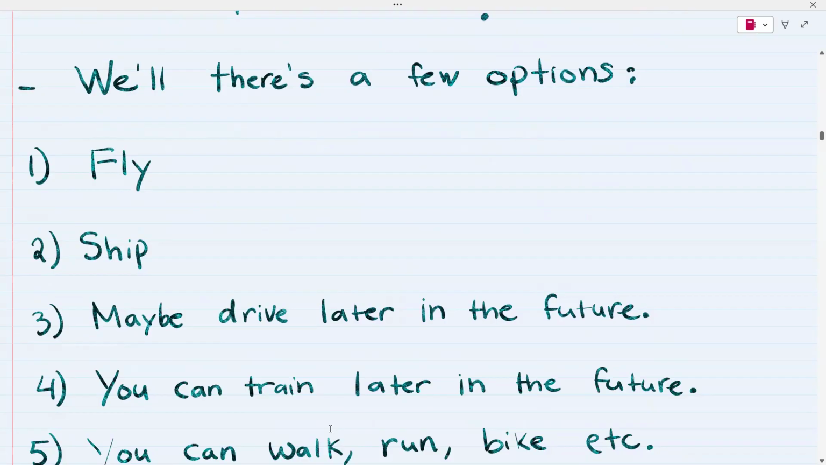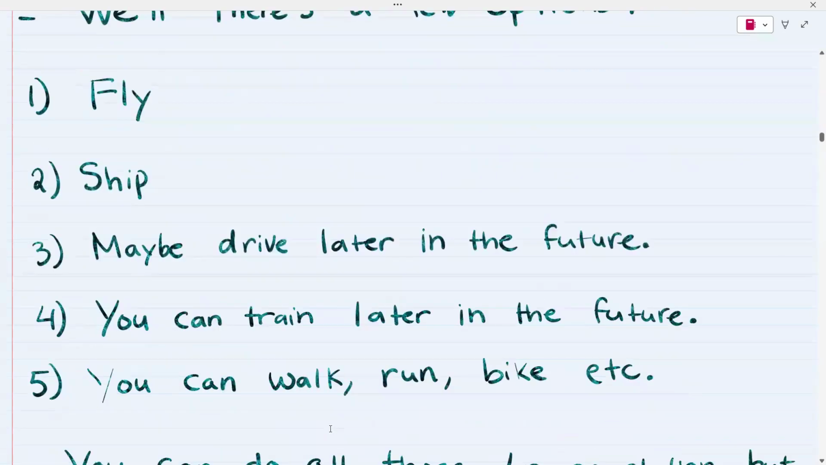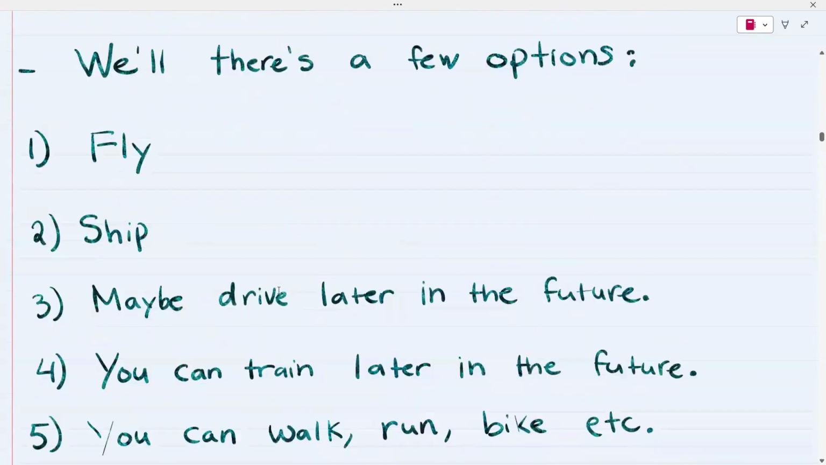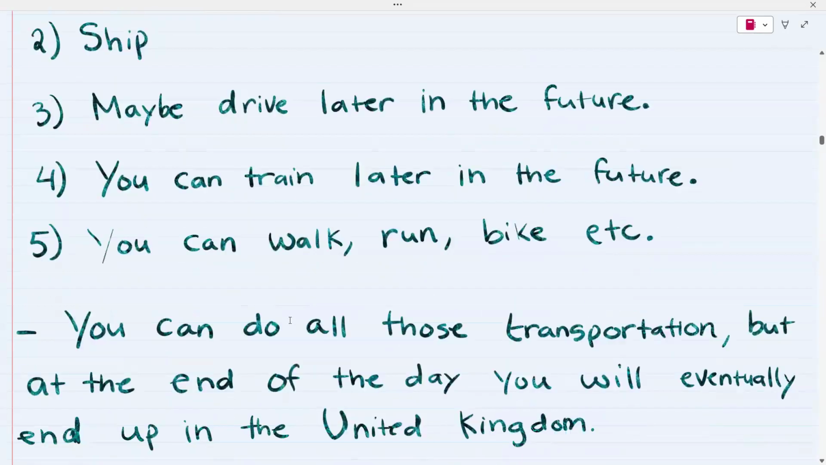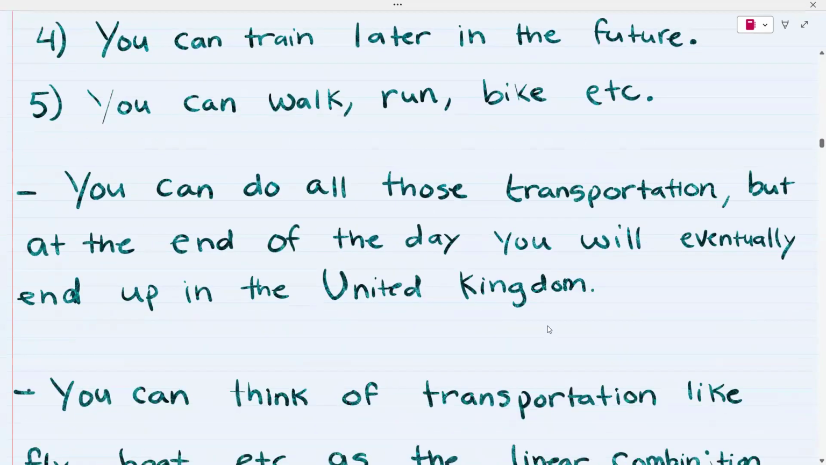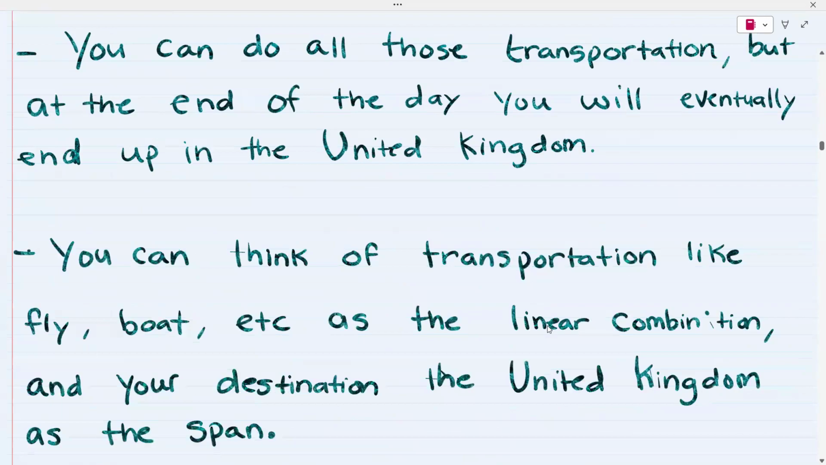Maybe they will find an underground tunnel or something. Maybe you can walk, run, or bike later in the future. But right now, I think the best ways would be to fly and ship, because you have to pass the ocean. You can do all those transportation methods, but at the end of the day, you will eventually end up in the United Kingdom. You can think of the transportation, like flying, boating, etc., as a linear combination, and your destination, the United Kingdom, as the span.